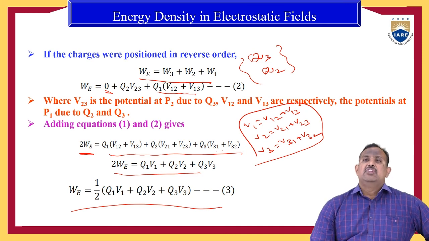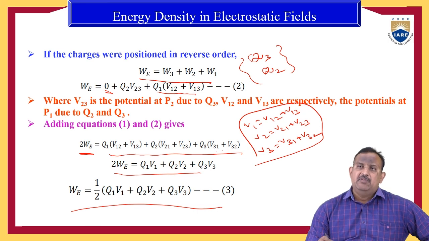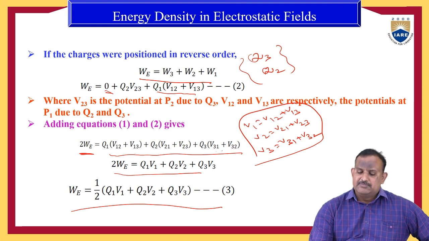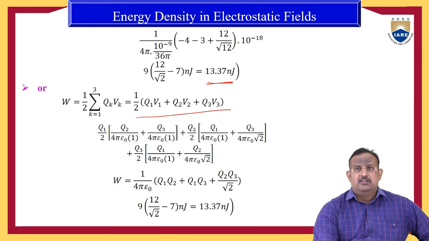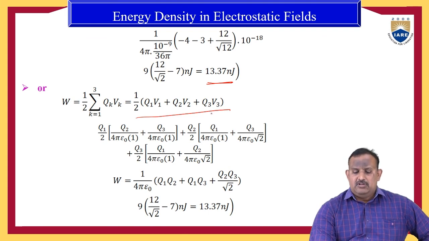Where V1 is equal to V12 plus V13, V12 is the potential at point P1 due to the point charge Q2, and V13 is the potential at point P1 due to the point charge Q3. Like that, we need to substitute all the values. So in the first one, it is Q2 by 4 pi epsilon naught into the distance vector plus Q3 by 4 pi epsilon naught into the distance vector. Like that, we need to substitute the three potentials V1, V2, V3. Therefore, if you simplify the equation, we have the same value.